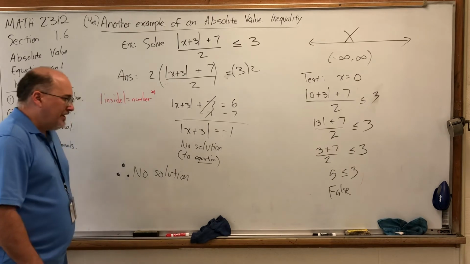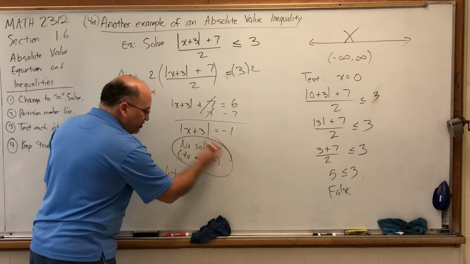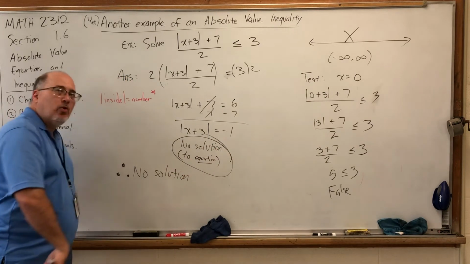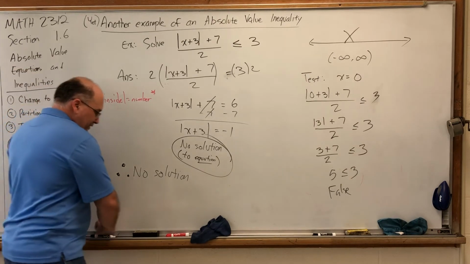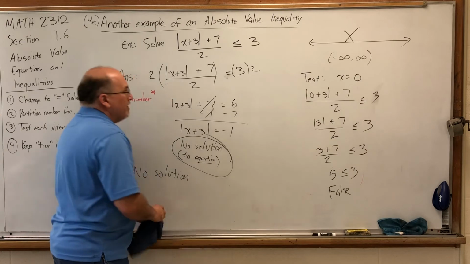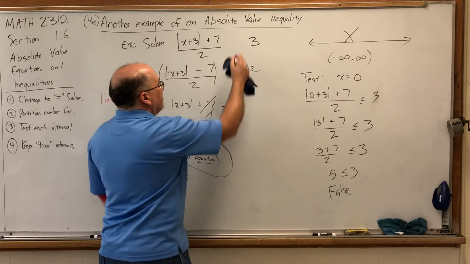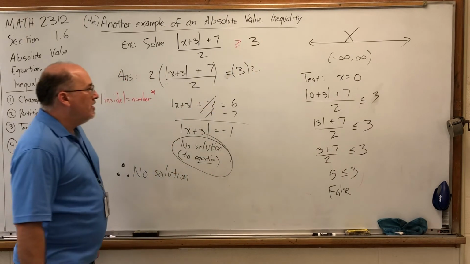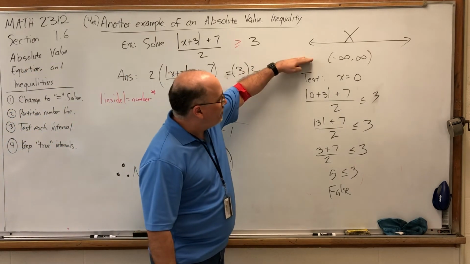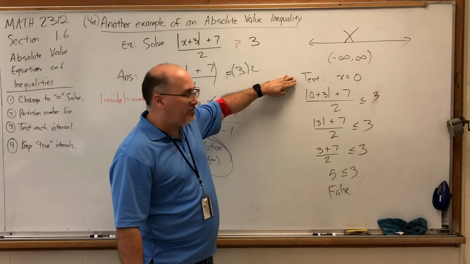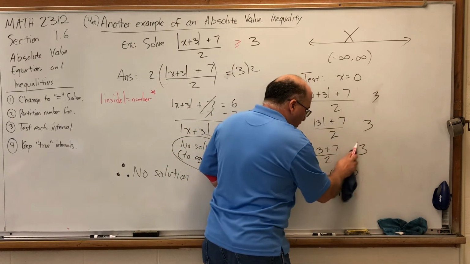Now be careful. I don't want you to falsely draw the conclusion that no solution to the equation implies no solution to the inequality. It did in this case. But what if in the original inequality it didn't say less than or equal to, but it said greater than or equal to? That wouldn't change what happened here. And we could use the same test value. The only thing that would have changed was the inequality all the way down the line.